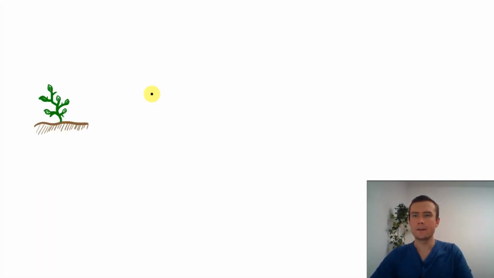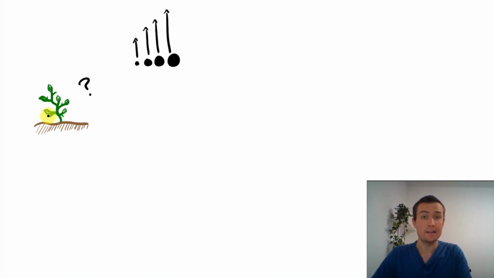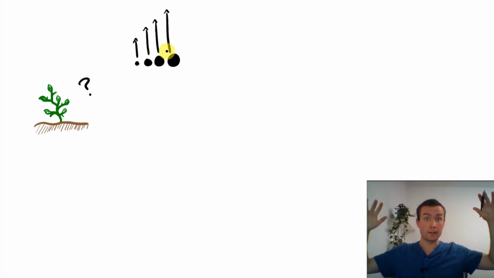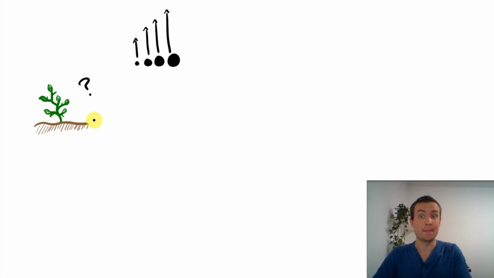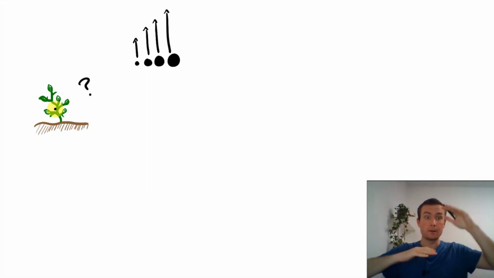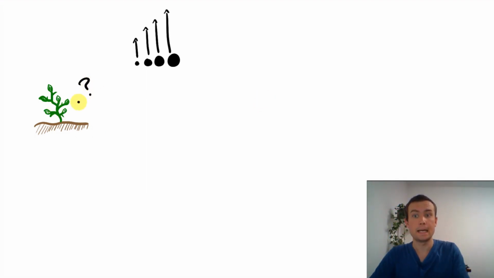What is this? This is a plant. A plant. This plant is growing in the ground. The ground. This plant is growing in the ground.